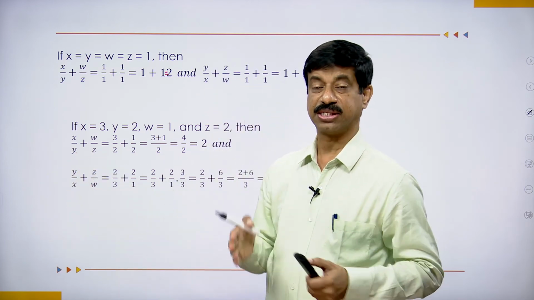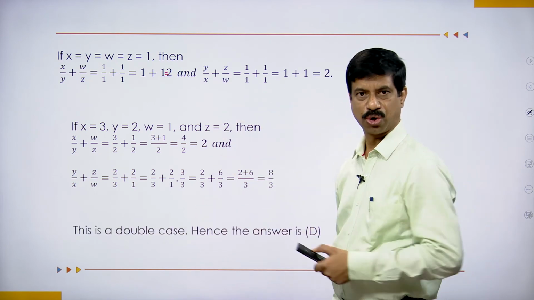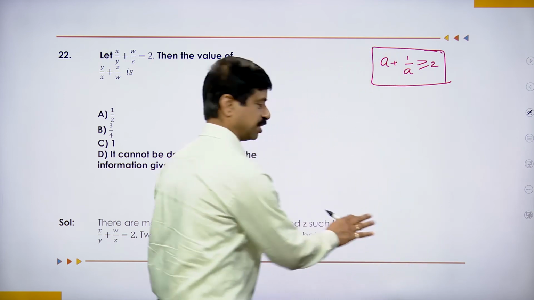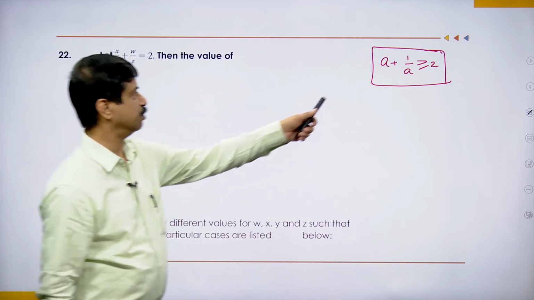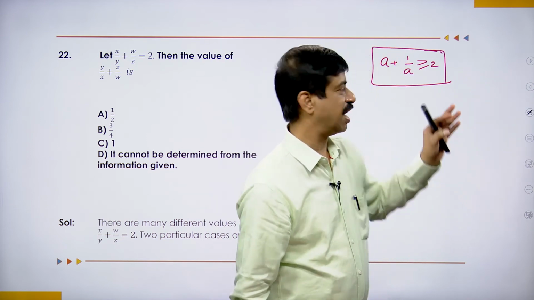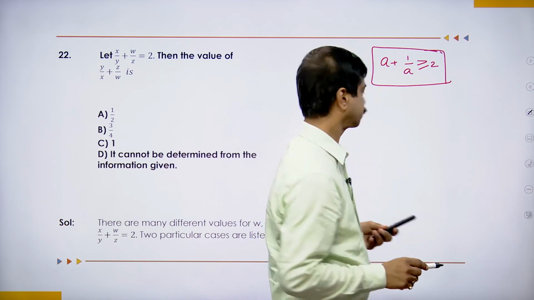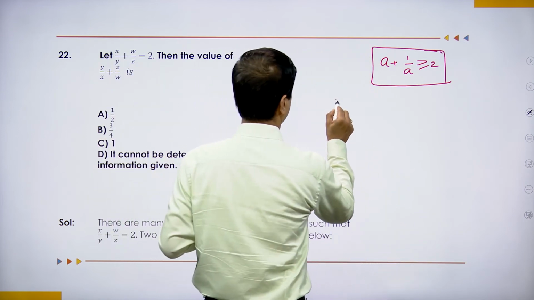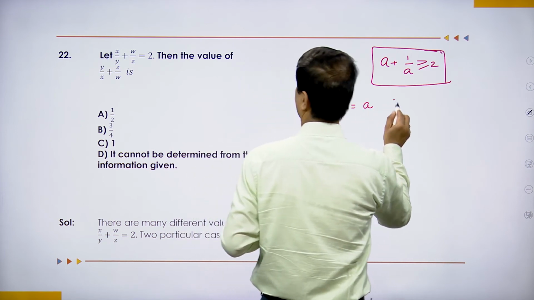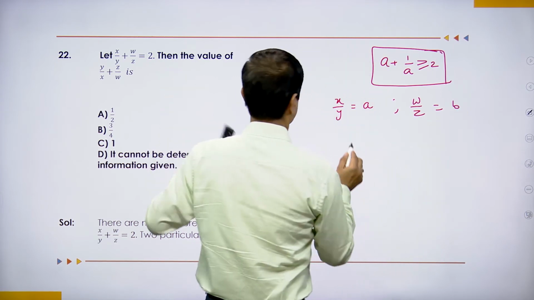So now look at the same problem, I will solve it in a different way. I showed one technique here, I will show another technique now, just observe what happens. I will not go for any of these solutions, simply I will use this logic. The minimum value of a plus 1 by a is 2, which means the answer should be 2 or greater than 2.